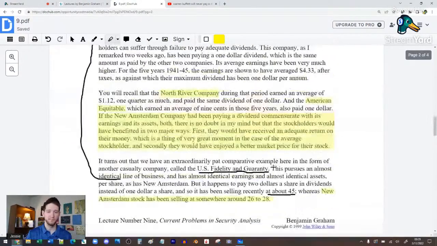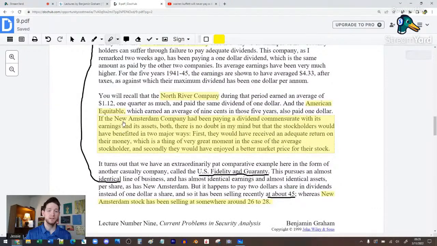If I scroll up here, he says, if the New Amsterdam company had been paying a dividend commensurate with its earnings and its assets, both, there is no doubt in my mind, but that, I think it's supposed to say, that the stockholders would have benefited in two major ways. First, they would have received an adequate return on their money, which is a thing of very great moment in the case of the average stockholder. And secondly, they would have enjoyed a better market price for their stock.